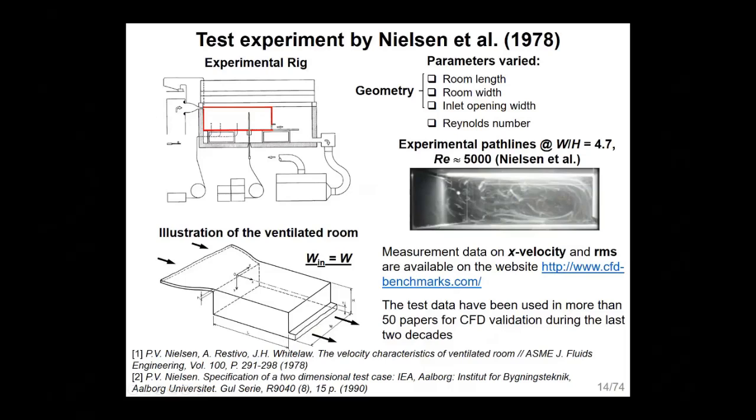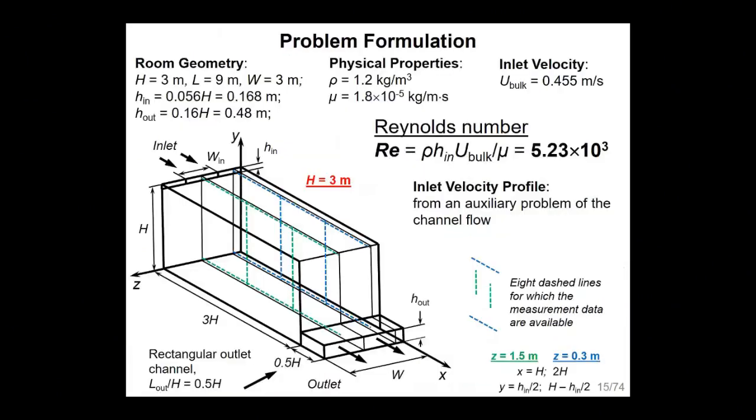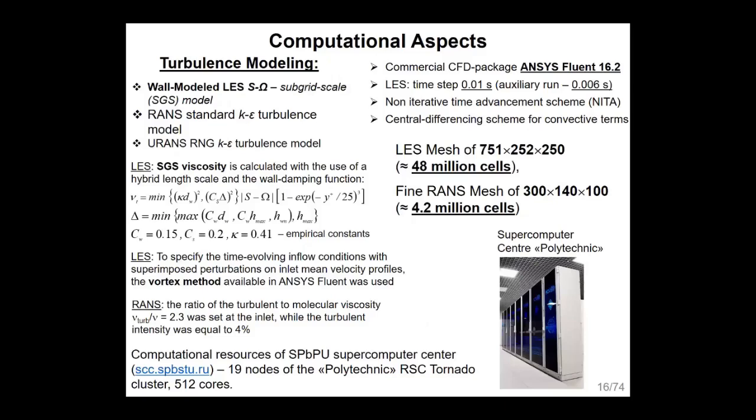This test data have been used in more than 50 papers for CFD validation during the last two decades, and we also performed this validation using this geometry model, physical properties, inlet velocity, and the Reynolds number. The Reynolds number is about 5 times 10 to the power of 3. So the flow is turbulent because we have the jet flow. The turbulence modeling was performed by the RANS approach and by the large eddy simulation approach. And the meshes were up to 50 million cells for the large eddy simulation, though this problem is relatively simple, especially with respect to the geometry.